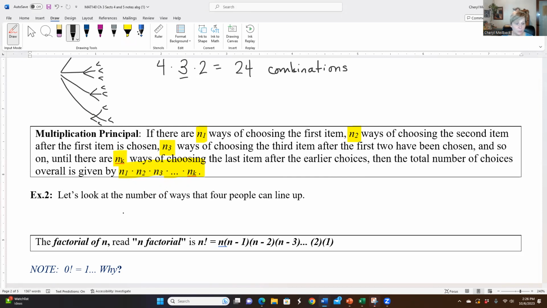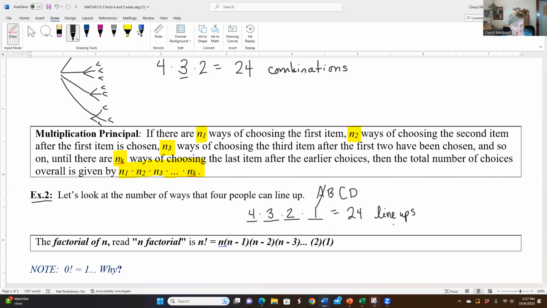Let's look at the number of ways 4 people can line up. So in example 2, you've got 4 people, person A, B, C, and D. And let's say you want to choose the first person in the line. You could choose from any 4 of them. So there are 4 ways to choose the first person. Then once that person's been chosen, there are 3 ways to choose the next person. To choose the third person, there would be 2 ways, and to choose the last person, there'd only be 1 left. So in this case, similar to above, there would be 24 different lineups.